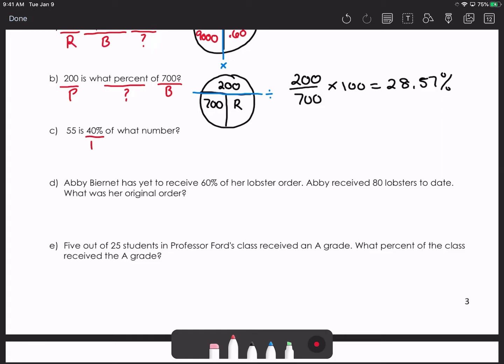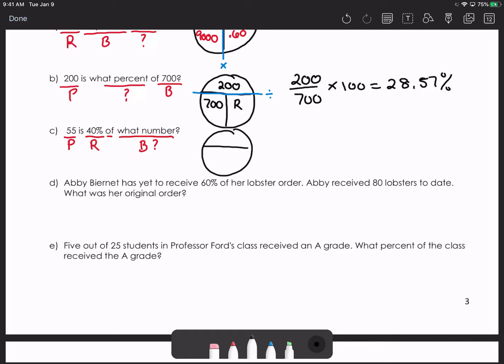Okay, the next example says, 55 is 40% of what number? So 40% is our rate. Of what number? That's my base because the base comes after the word of. And so this is my portion. So in this case, I'm looking for my base. So I'm going to put all that information into the circle.